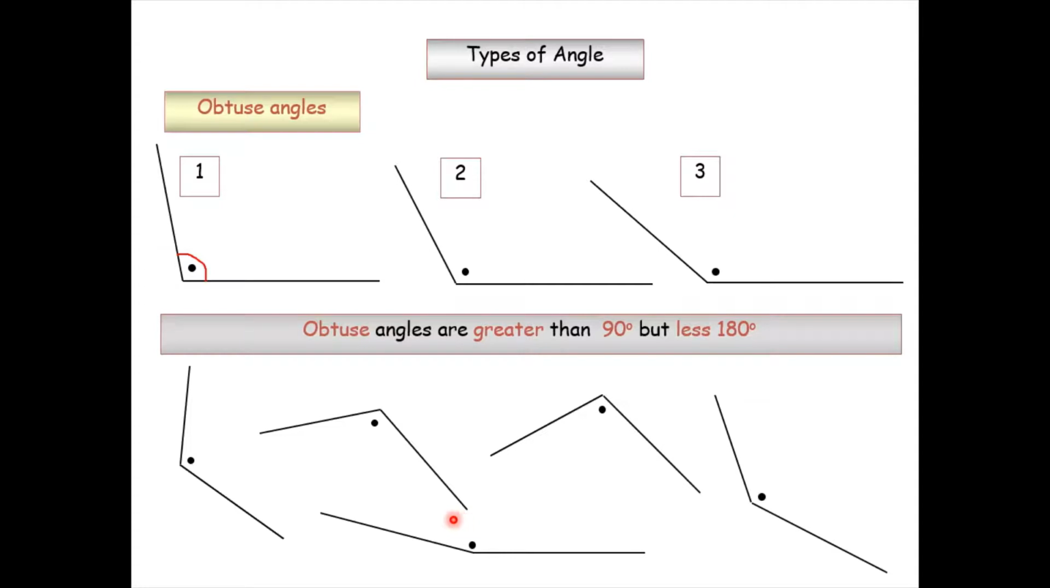So this also is an obtuse angle. It's greater than 90 degrees, but it's less than 180. So here are some examples of some obtuse angles. Just get the gist of what an obtuse angle would look like.